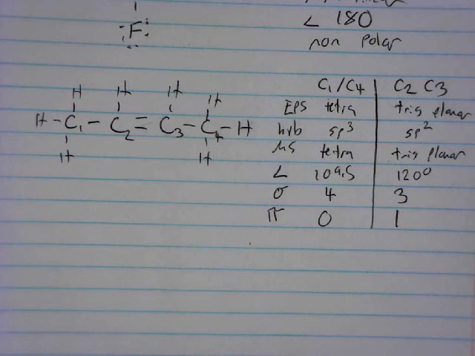How many sigma bonds? There are 1, 2, 3 sigma bonds. And how many pi? 1 pi bond. That is it for notes this chapter.